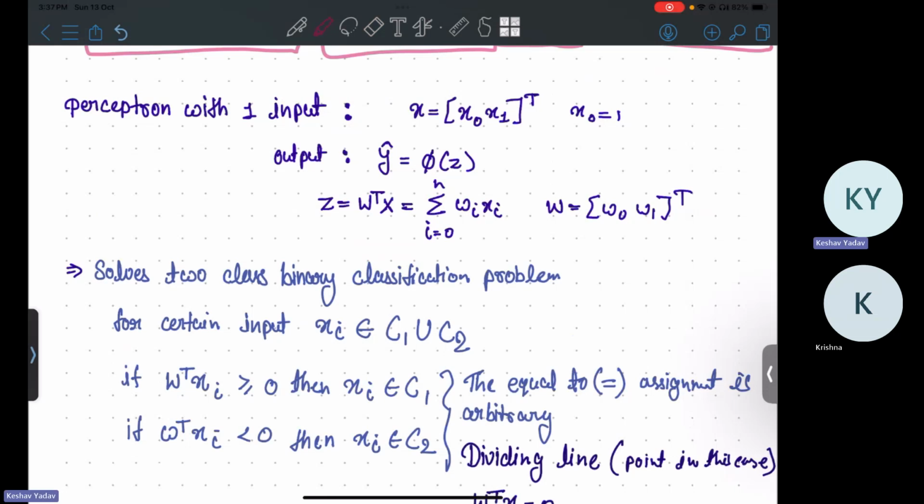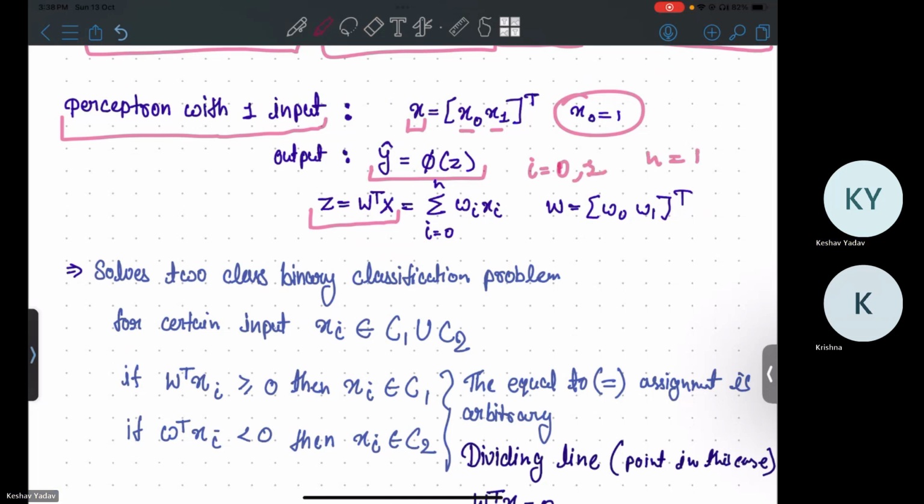So let us see the perceptron with one input. Here we have the input vector x, that is x0 and x1 transpose, where x0 is 1. We want to get the output y hat, which will be equal to phi(z). So z will be the inner product of w transpose and x, which is the sum for i equal to 0 to n of wi xi. Here i will go over 0 and 1 only, since n equals 1.